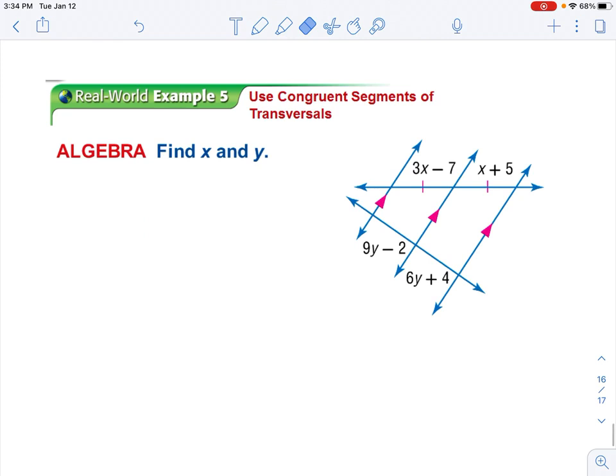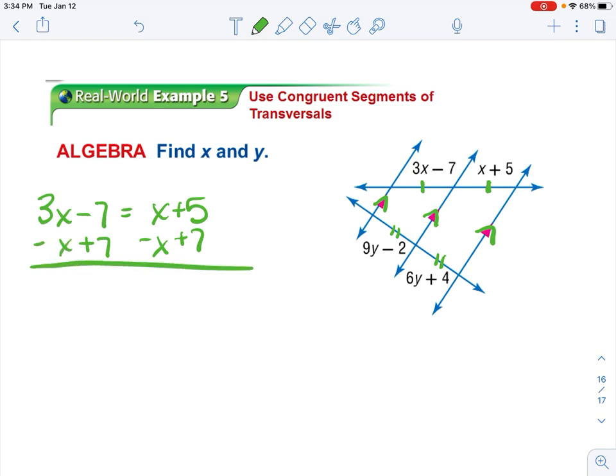So let's use it. Find x and y. If I know these are congruent between parallels, I know that the other two must be congruent between their parallels, okay? So I can just go back to congruences. I don't even need to set up a proportion when we use this specific corollary. Now, it only works if we actually have congruences marked or told to us. We can't just assume that is happening.